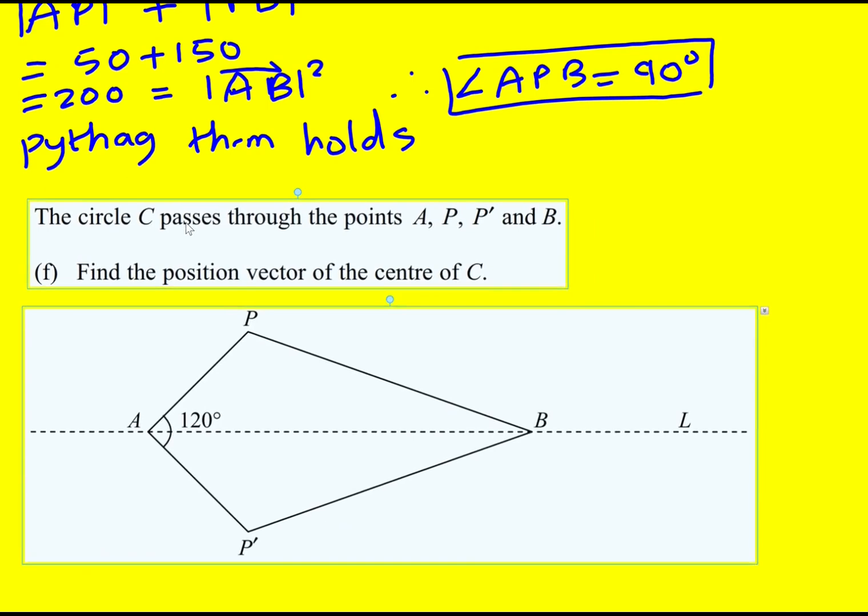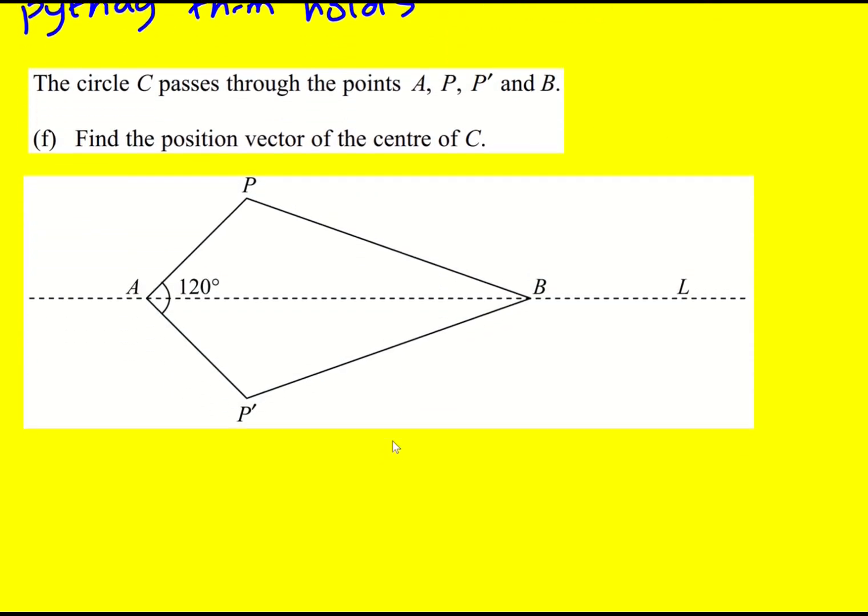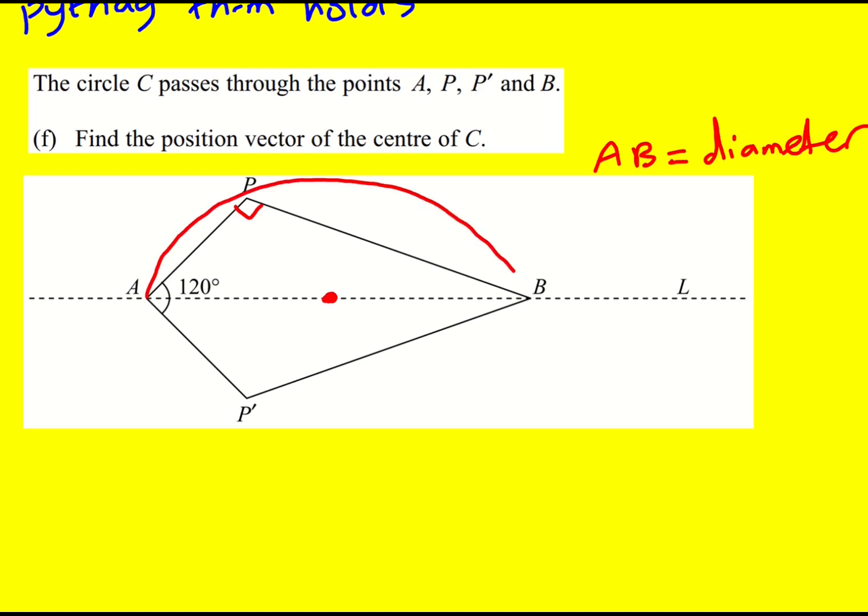We're told that the circle C passes through the points A, P, P', and B. Find the position vector of the center of C. Now remember, we've just shown that this is 90 degrees, which means that AB is going to be a diameter. And that is really going to help us in this question because it just means we need to find halfway along AB. So if I try and draw my circle, I don't think this diagram's to scale, so it's actually not going to work out. But that's my circle as best I can do.